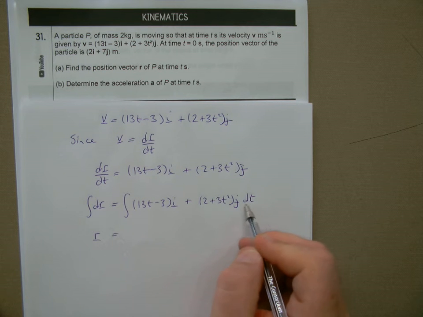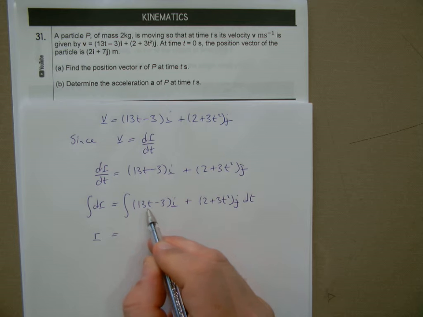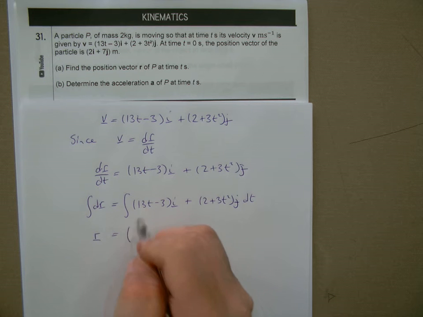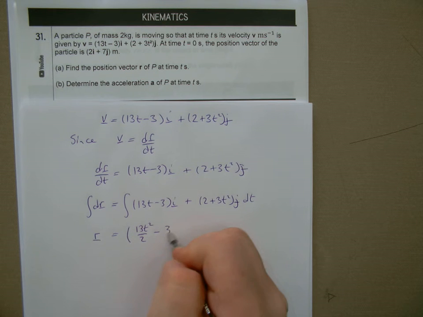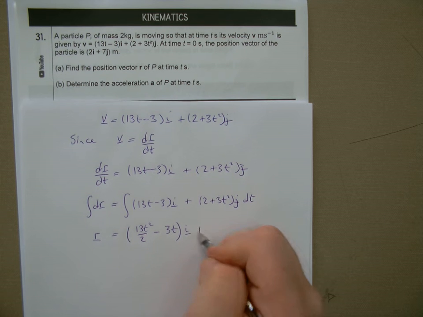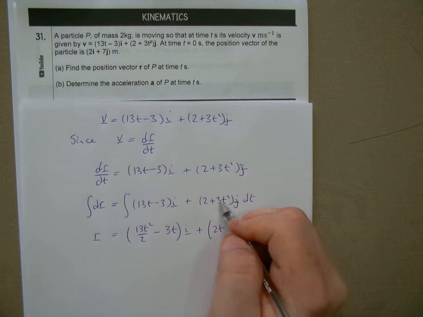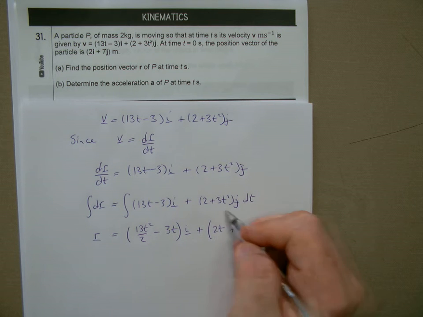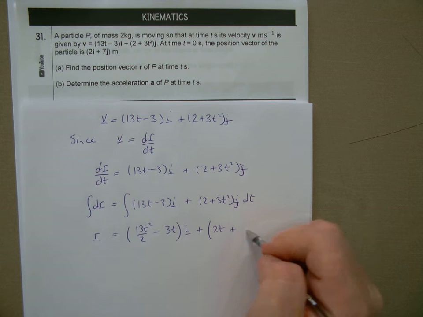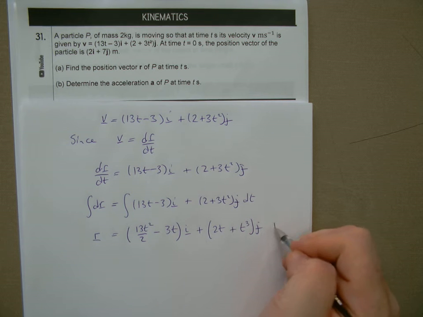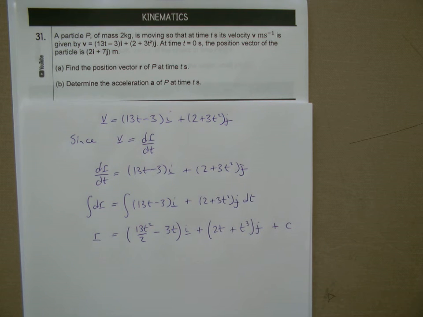Then we've got to integrate each term here. So we get 13t squared over 2 minus 3t, the 3 becomes 3t, i, plus then 2t, the constant 2 becomes 2t when you integrate it, and then this is 3t squared, so when you integrate that, it becomes 3t cubed divided by 3, so it just becomes t cubed, simplified. And don't forget, when you integrate, you've got to have a constant of integration, so it's important to have that constant there.